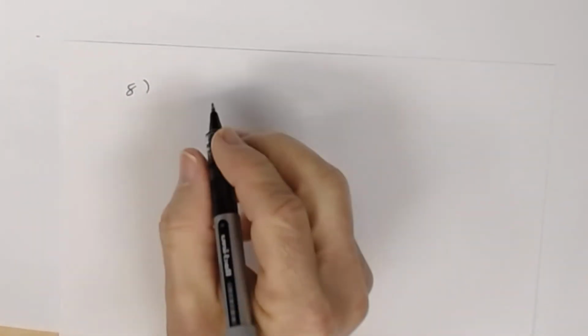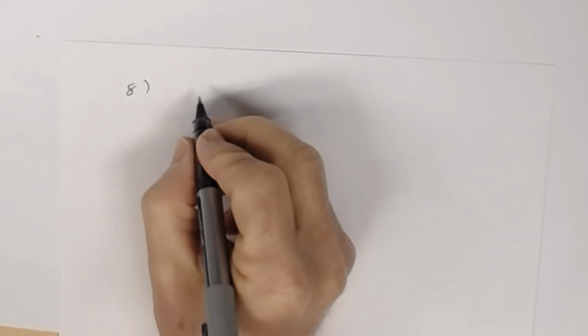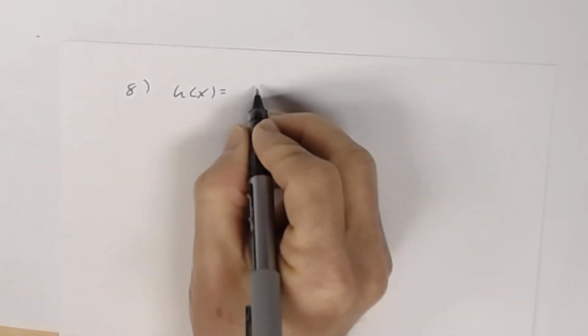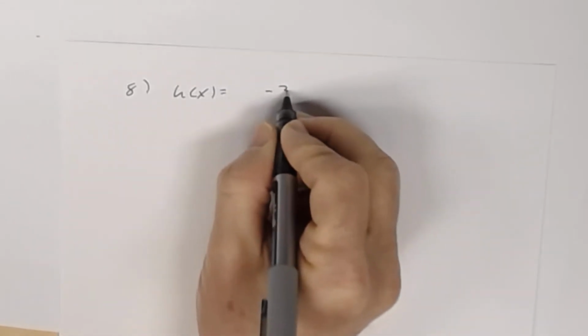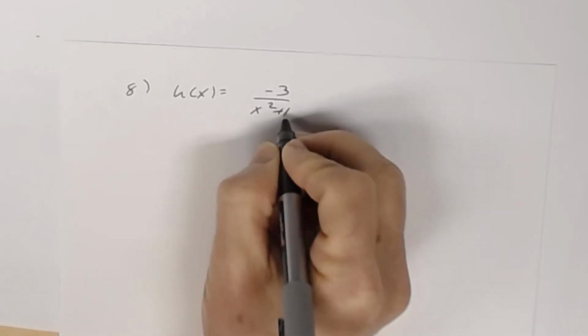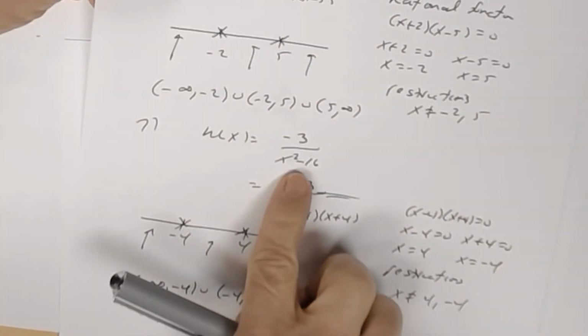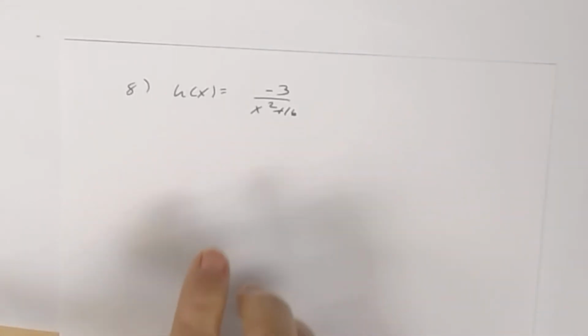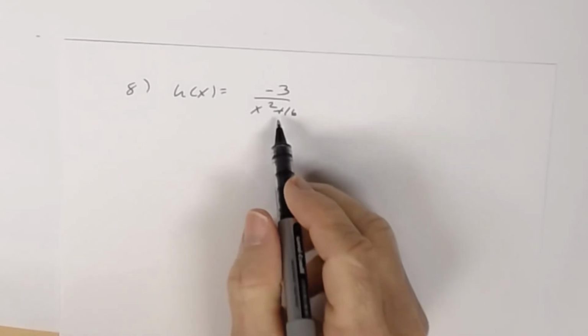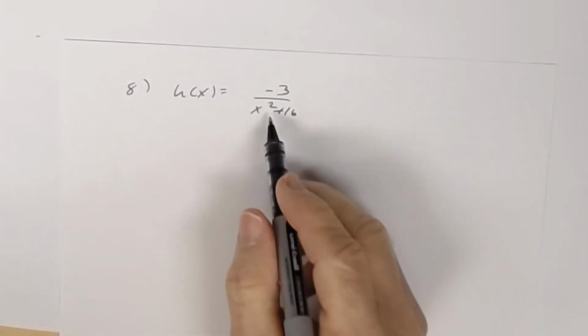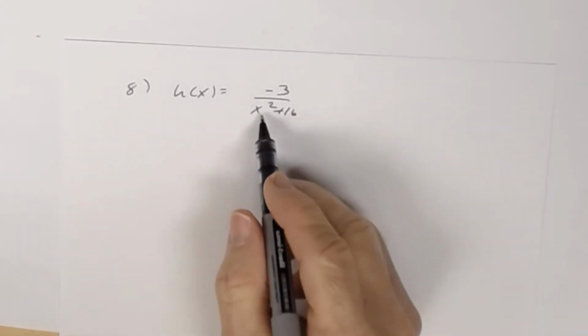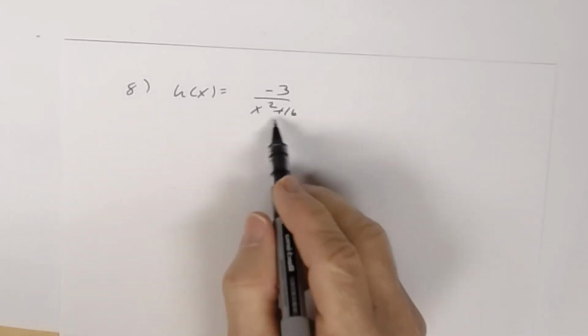And so number 8, we have h of x equals -3 divided by x squared plus 16. So notice in number 7, the denominator was x squared minus 16. Now we have x squared plus 16. Well, what I want you to remember is that this is the sum of two squares. Remember, you cannot factor that. And so if you ask yourself, well, then how can I determine the restriction?